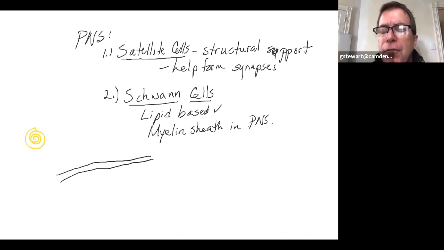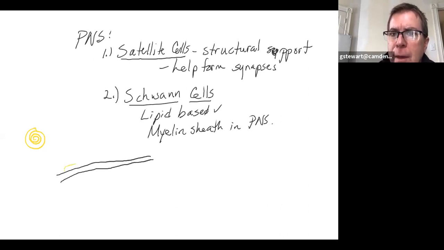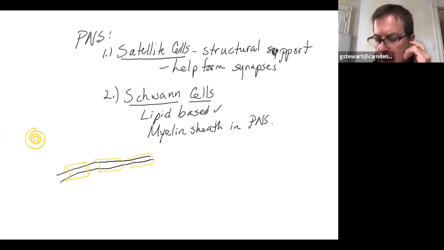So if you were to take a fluid-filled Ziploc baggie, put some water in it, and then wrap that fluid-filled bag around, say, a copper pipe or a PVC pipe, that's mimicking what's going on. And they literally wrap around in segments like this, these Schwann cells, and they form what we call the myelin sheath.